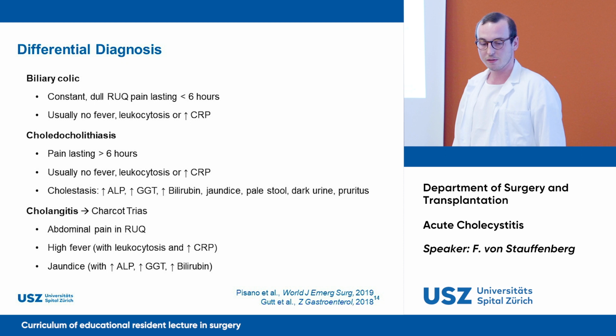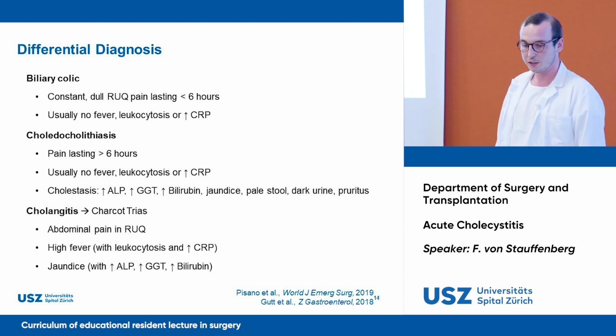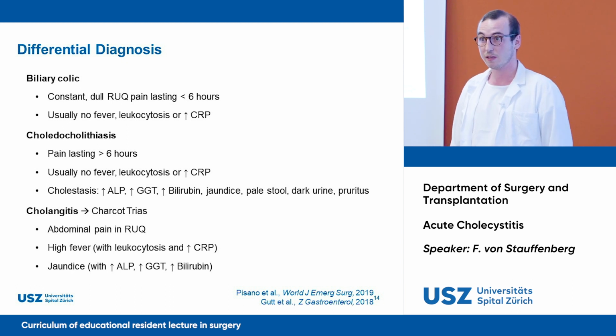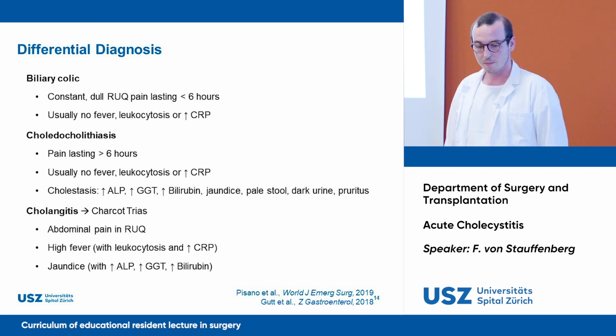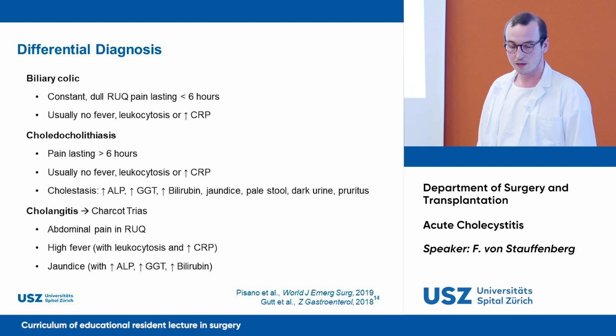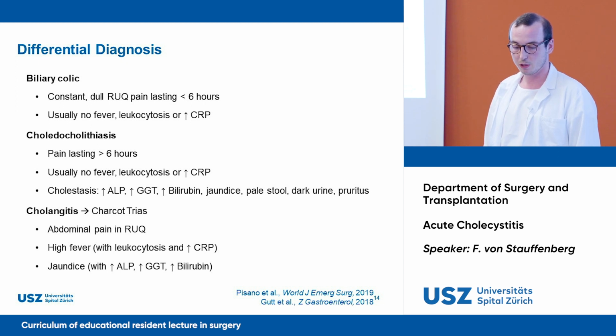Other differential diagnoses are biliary colic, which presents with a constant dull right upper quadrant pain lasting under 6 hours, and there's no fever or systemic signs of inflammation. Choledocholithiasis presents also like cholecystitis with a pain over 6 hours, but there's also no fever, and we have signs of cholestasis. Cholangitis presents with the Charcot triad, which is defined as abdominal pain in the right upper quadrant, high fever coming with leukocytosis and CRP rising, as well as jaundice with other factors of cholestasis.